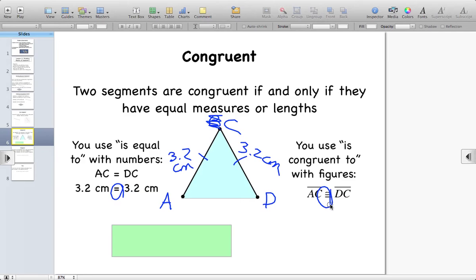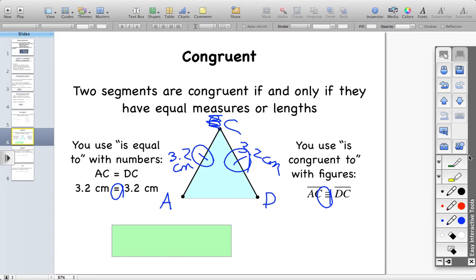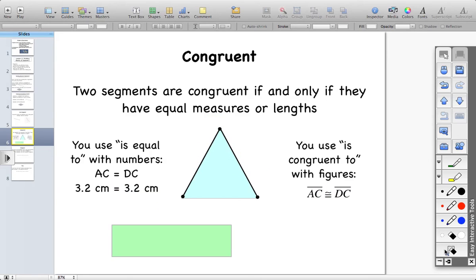Notice also when I wanted to say that something was congruent, I drew the two little marks on the segments. Right? When I notate it like that, that tells me that these things are congruent. So even if I didn't know what the measurement was, I could tell that the artist meant for these things to be congruent. So this is a good strategy to use if you're not that great of an artist and you don't have a straight edge, but you're trying to prove that something is congruent.